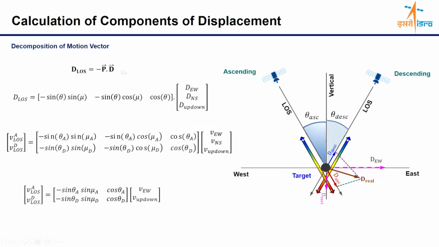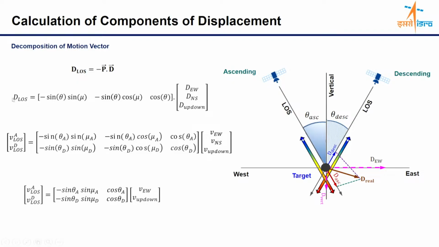And what is this? This is nothing but D. D has three components: displacement along the EW, means east-west direction, D_NS, means north-south direction, and D_up-down, means vertically upward or vertically downward direction. So these are the three components of the actual, or real, displacement vector, and these are the three components of the projection vector, and this is the line of sight vector.